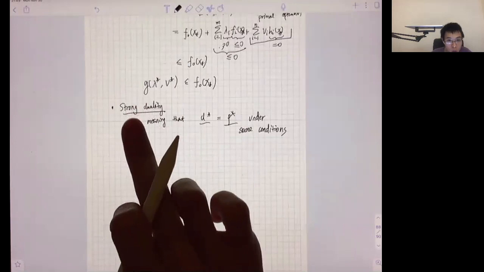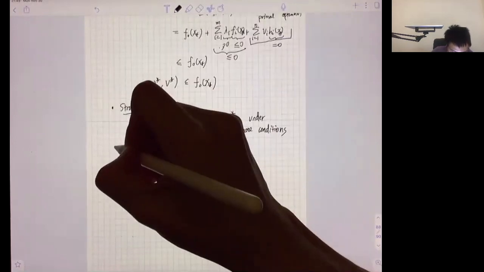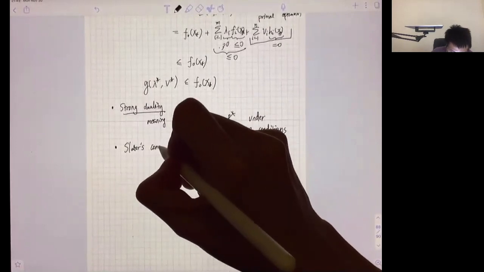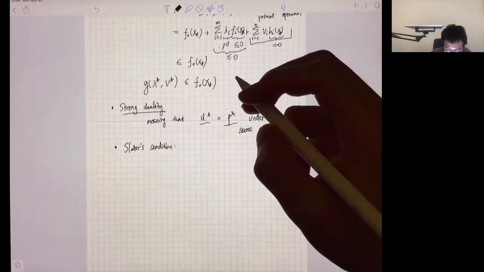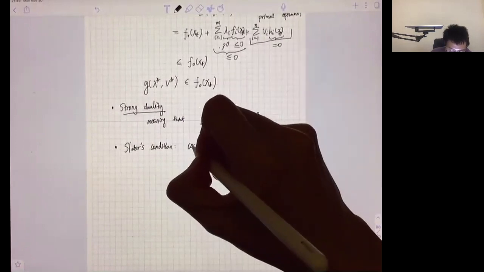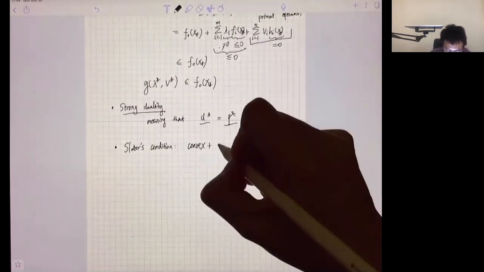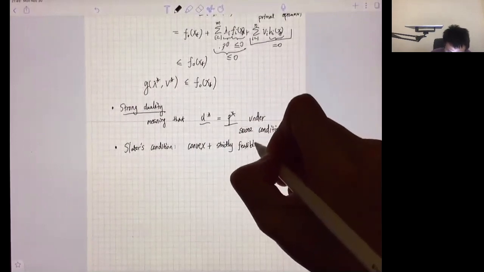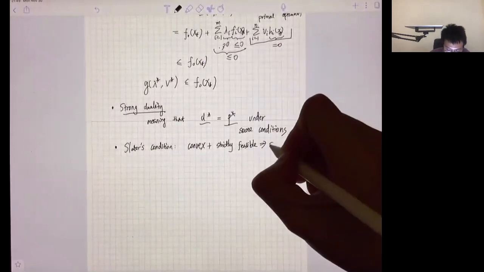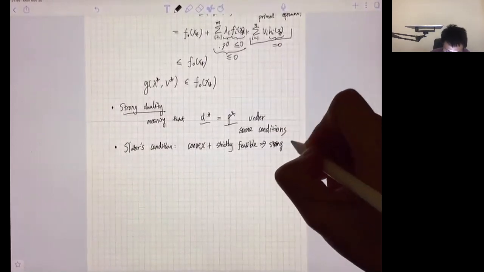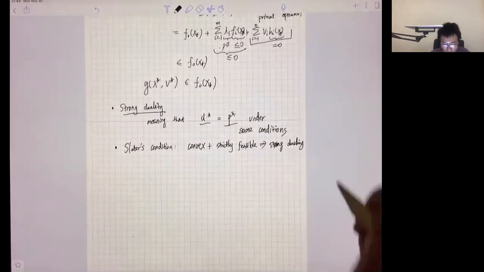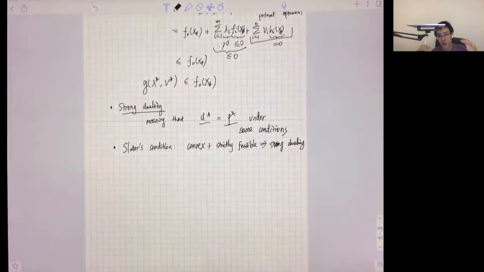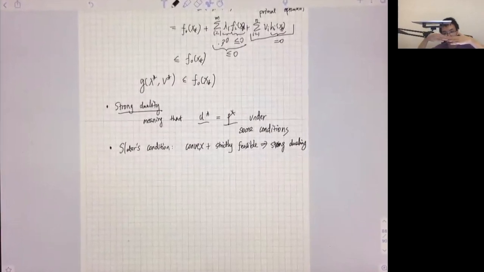So when does strong duality hold? The first thing is Slater's condition. It's not proved, but I'm just going to say it again. For any convex optimization problem, if it's strictly feasible, then strong duality holds. It says there exist some lambda, nu, and x where you achieve the primal minima and achieve the dual optima, and they touch.